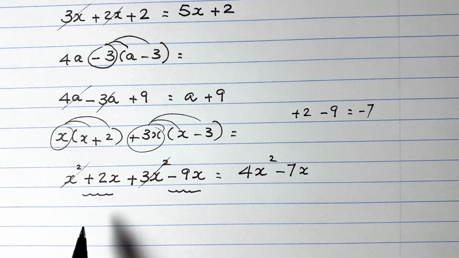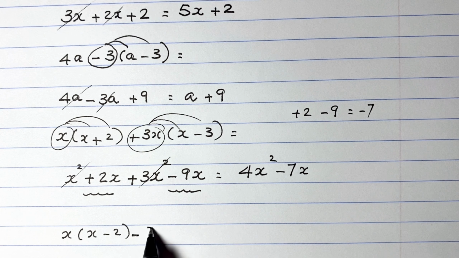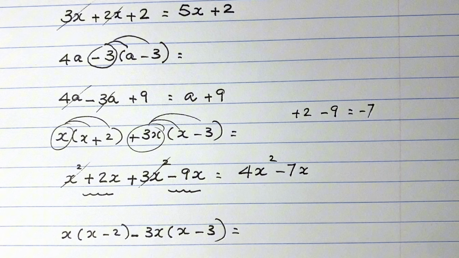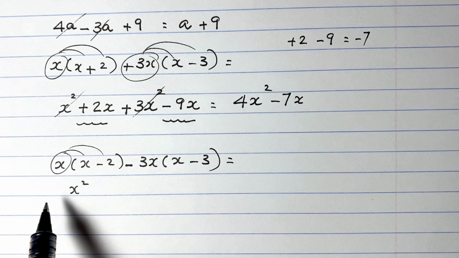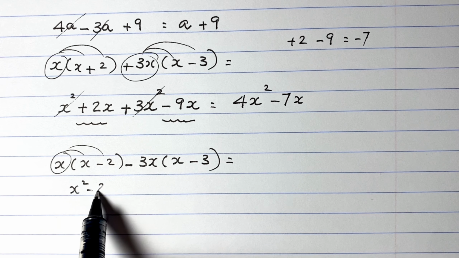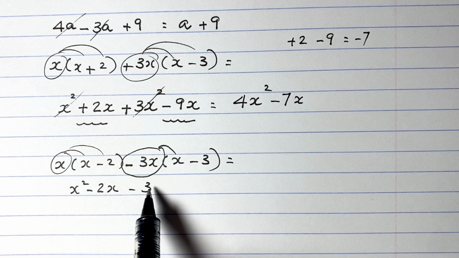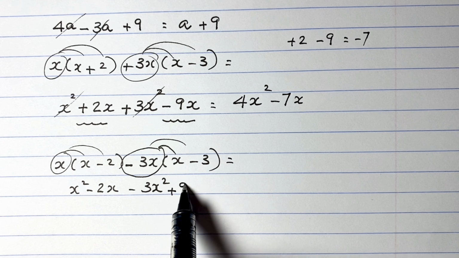Let's do another one. x minus 2, minus 3x, x minus 3. Very similar, but change some signs. x times x. x times minus 2. Minus 3x times x. And minus 3x times minus 3, plus 9x.